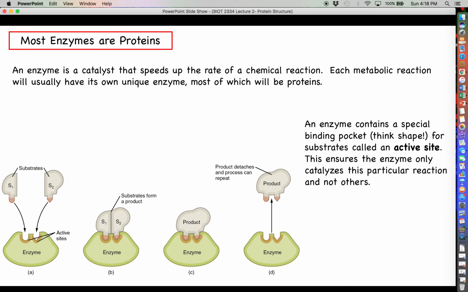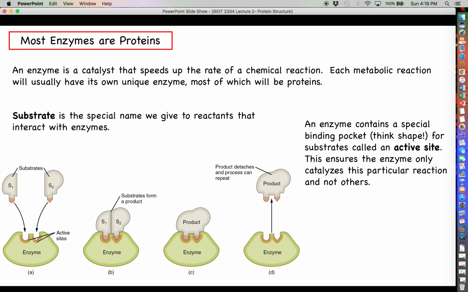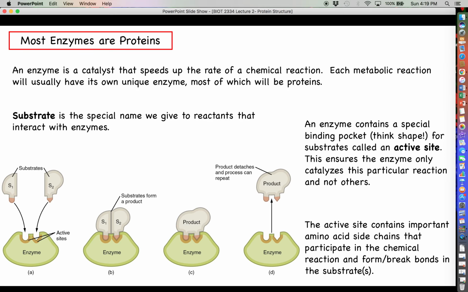outside of our cells. Each enzyme is going to have a special binding pocket, again an exemplification of how important shape is, called an active site. The active site is where the substrate molecules go, the substrates being the molecules that the enzyme works on. So the active site is going to be shaped in such a way that only that particular substrate can bind there and other substrates cannot. And this is going to ensure that a particular enzyme really can only catalyze one particular type of chemical reaction. And again, substrate is the special name we give to reactants that interact with enzymes.